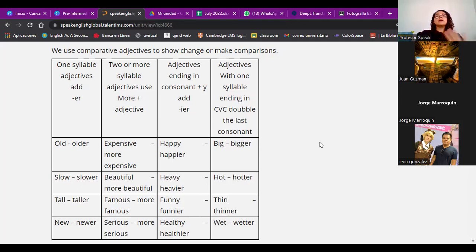Okay? Healthier. Now, if you see over here, these ones are two syllables. Happy, heavy, funny, healthy. Only two syllables. But because they end in consonant Y, you don't add more. You don't say more happy, or more happier. We don't use more with adjectives ending in ER. Do we understand? Yes. Okay.